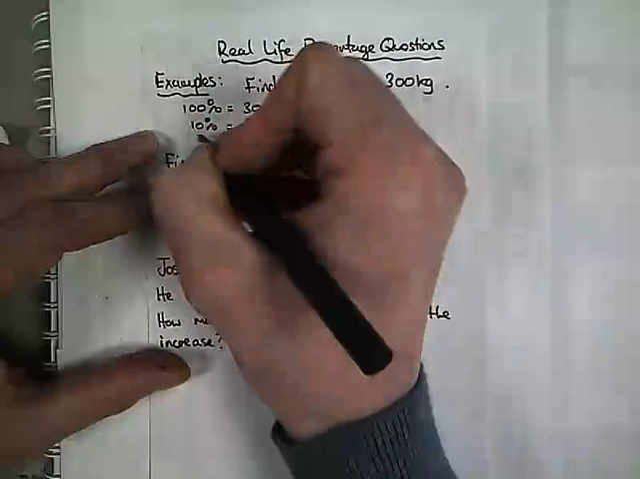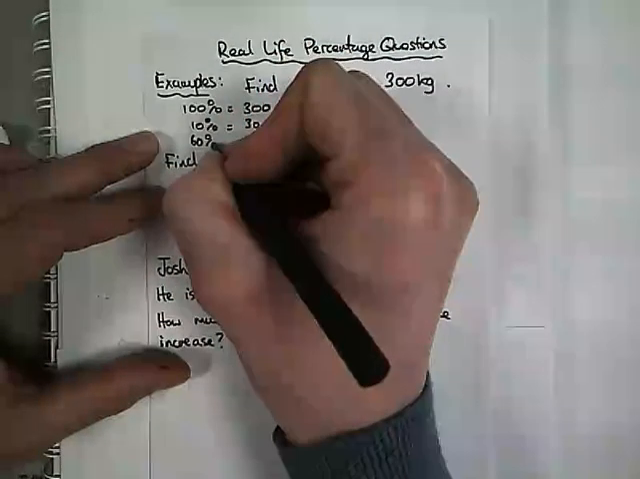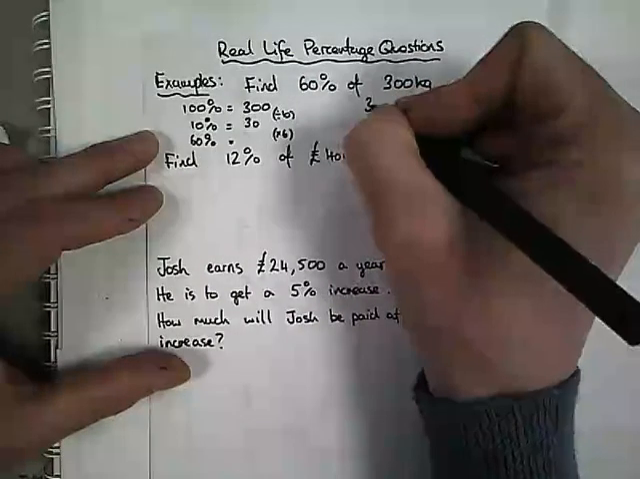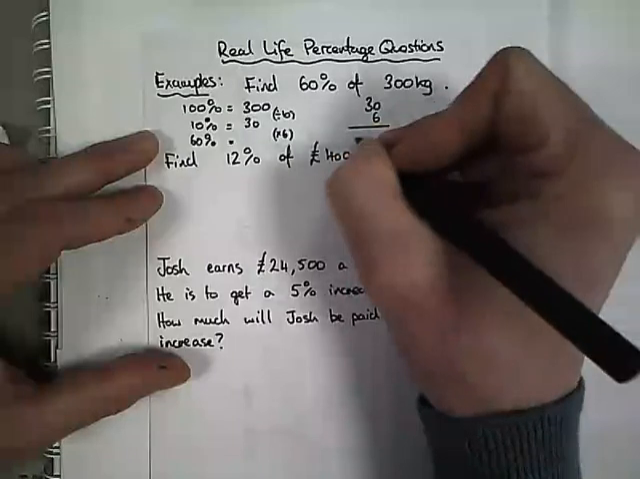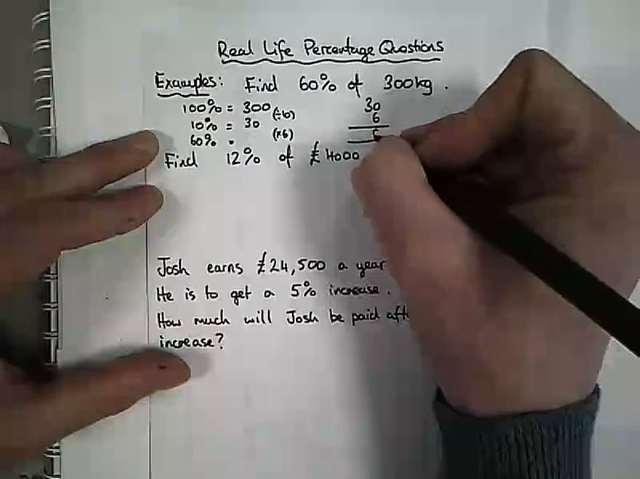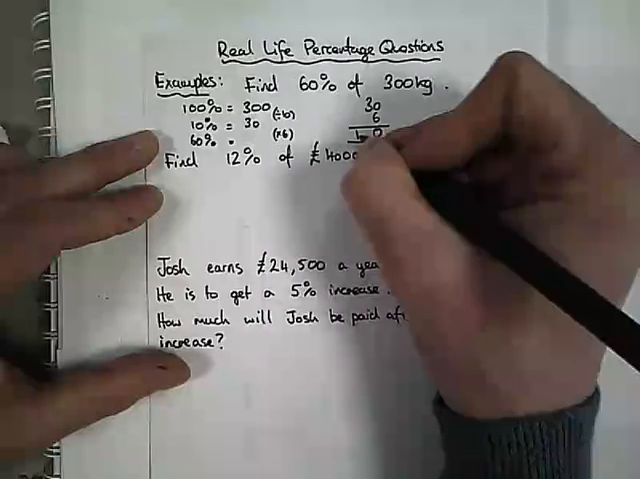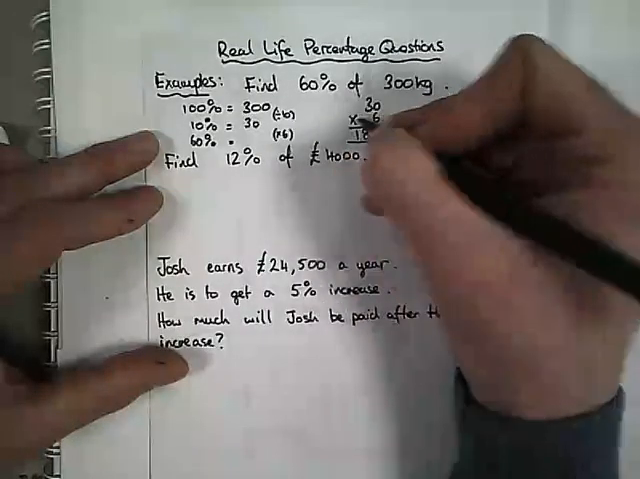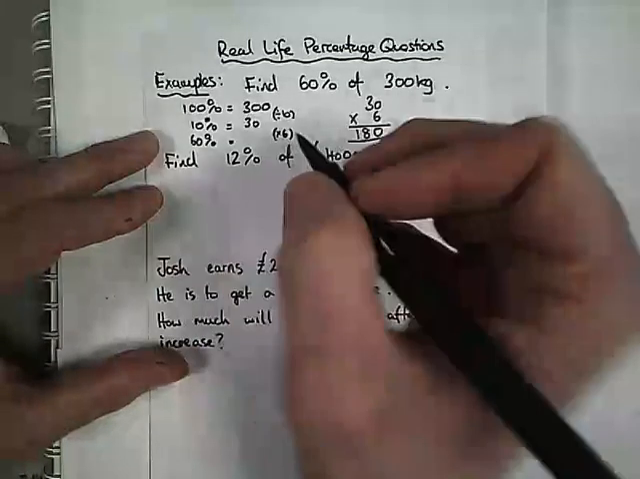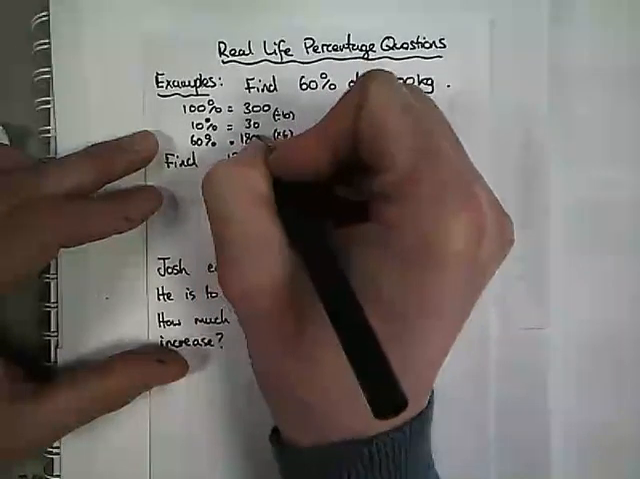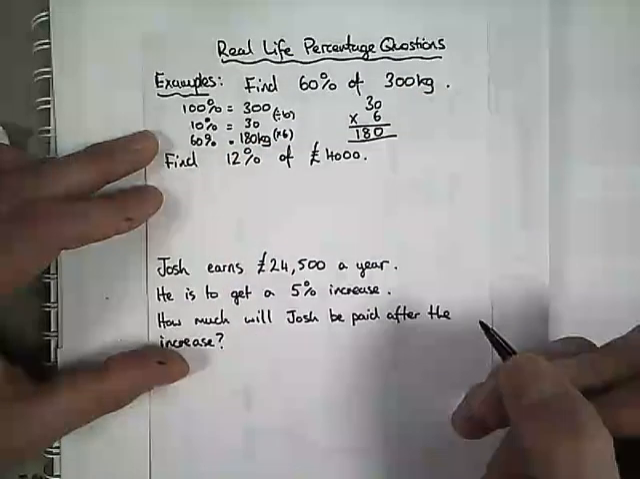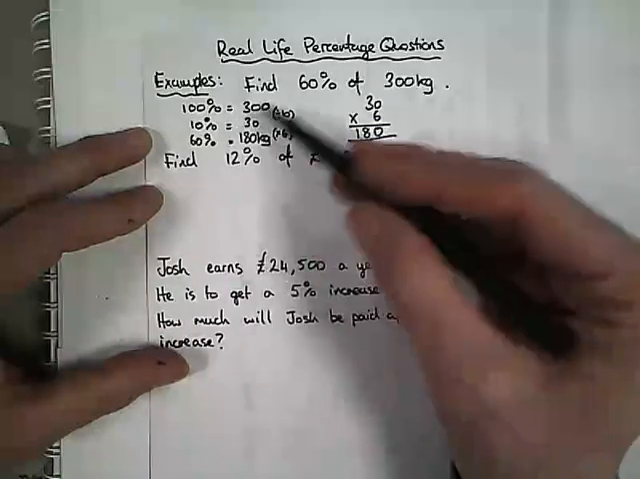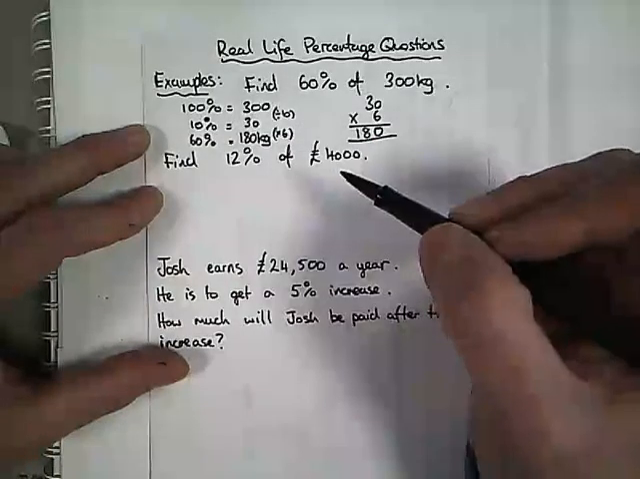6 lots of 10% is 60%, and I've got to do 6 times 30. So 30 times 6: 6 times 0 is 0, 6 times 3 is 18. So my 60% is 180 kilograms. Alright, so break it down into small chunks. I've broken it down into 10% and then I've timesed it by 6 to make 60%.